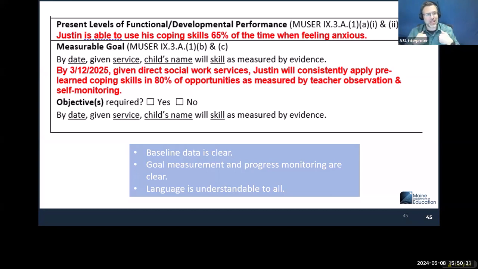Instead of max, mod, min, can we use hand over hand? Yeah, I think that's more understandable. Hand over hand. You could do like a partial physical prompt, maybe. Elbow prompt, something like that might work. Yeah, I mean, just think about, will the parent understand this? Is it clear to everyone what we're talking about? And you will be A-okay. All right, any more questions?